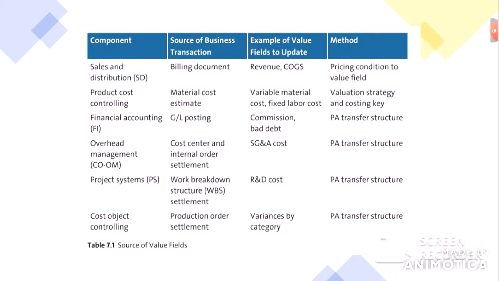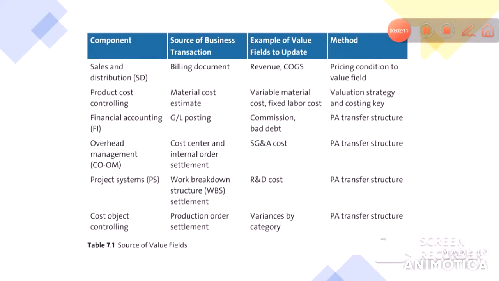Source of value fields. So the component, source of business transaction, example of value fields to update, and method. The component is sales and distribution. The source of business transaction is the billing document. An example of value fields to update is revenue and COGS, and the method is pricing condition to value field.